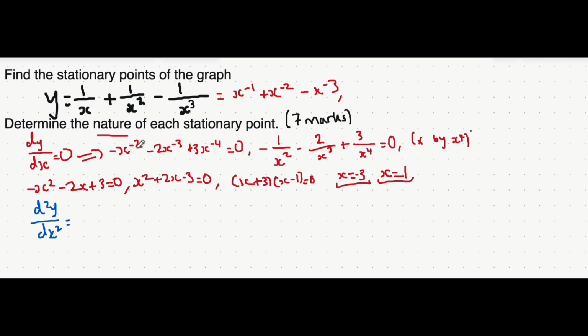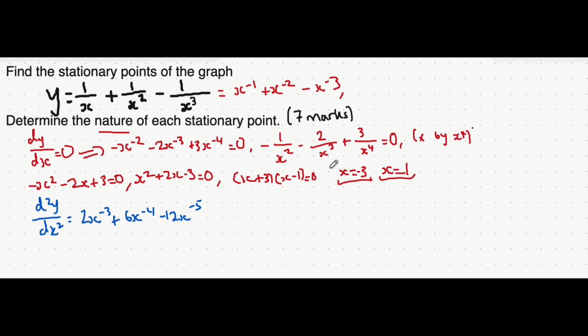When we do that, minus 1 times minus 2 is positive 2, x to the minus 3. This term here differentiates to plus 6x to the minus 4. And then 3 times minus 4 is minus 12, so that becomes minus 12x to the minus 5. Now, you can play about with this a little bit, but honestly, there's no point. All it wants is a nature.